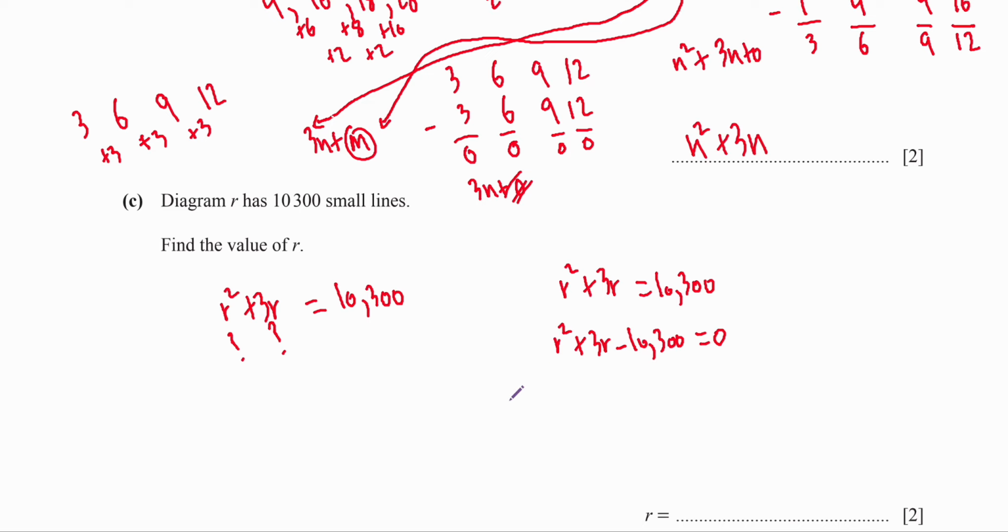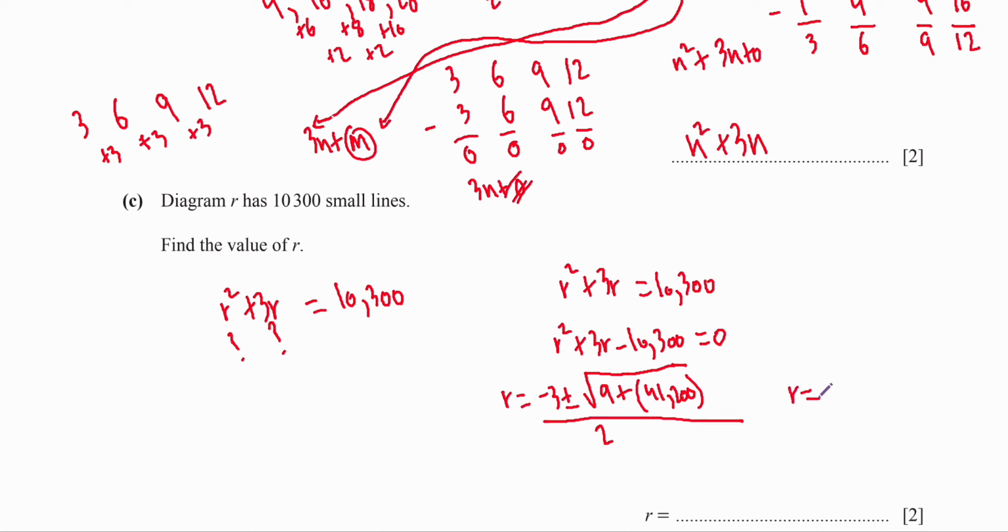Okay, we're gonna use the formula for this. So r is equal to minus 3 plus or minus the square root of 3 squared, which is 9, plus 4ac, so that's 41,200. This is gonna simplify to a nice number, don't worry. That's why it's only 2 points divided by 2.